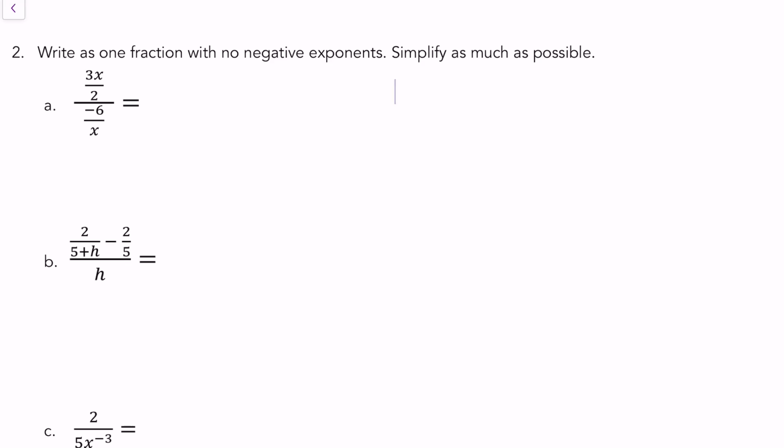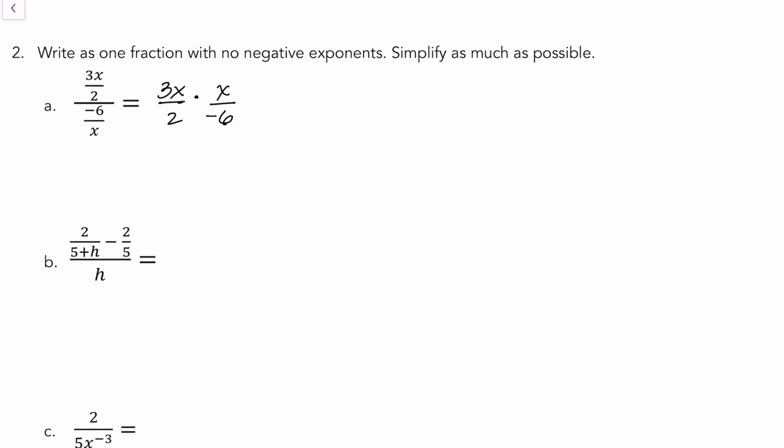All right, so in this problem, we have a fraction that has some other fractions as numerators and denominators. So the first step that I'm going to take is to rewrite this as a product of two fractions. So remember that expressions like this can be rewritten as 3x divided by 2 times the reciprocal of the denominator. And the reciprocal of negative 6 divided by x is x divided by negative 6.